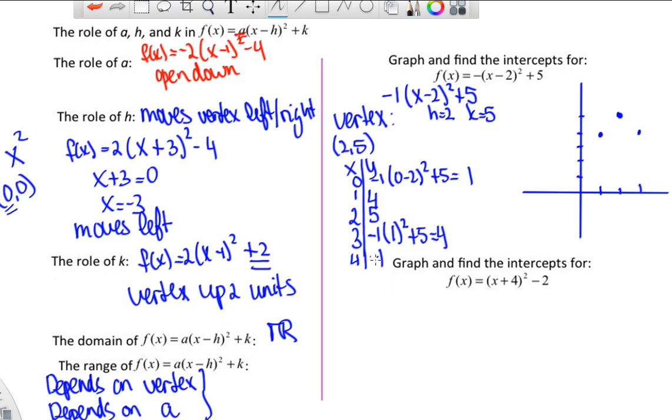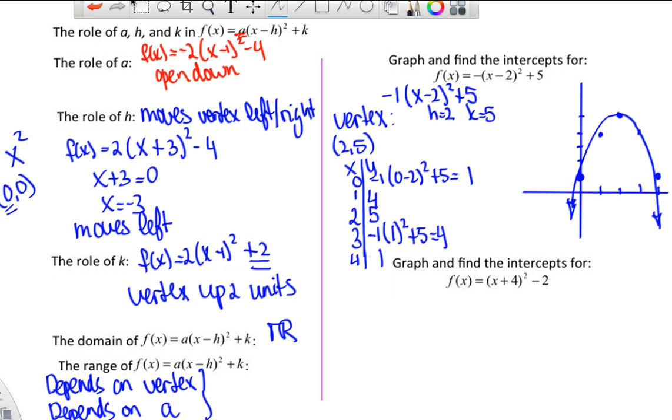So then this one is a positive one as well. So at 0 I should get 1, and that means at 4 I should get 1. Okay, you can see that the intercepts occur just to the right of 5 and to the left of 0.